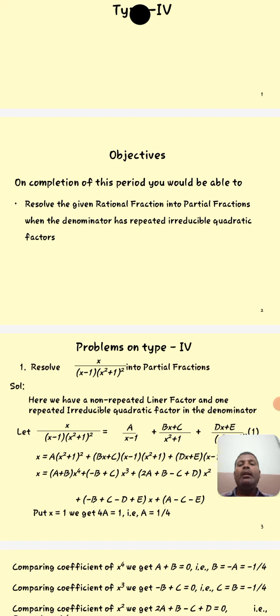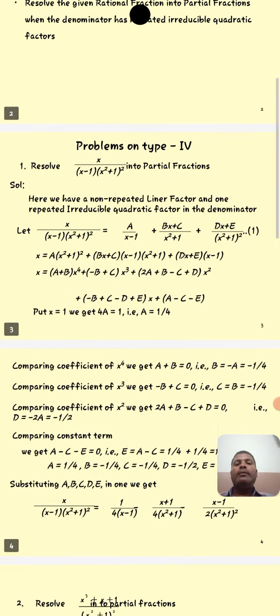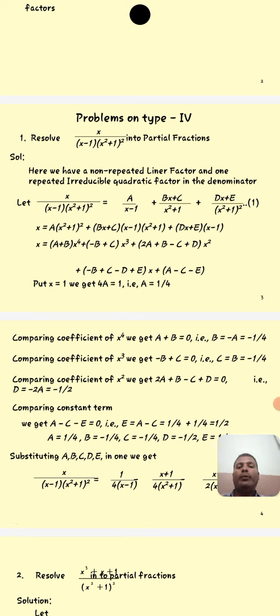Okay, you see here, repeated irreducible quadratic factor. Whenever repeated irreducible quadratic factors are there, how to write in partial fraction format, we have to see in this class. Here, the problems on type 4. That means method number 4. We see the problem.